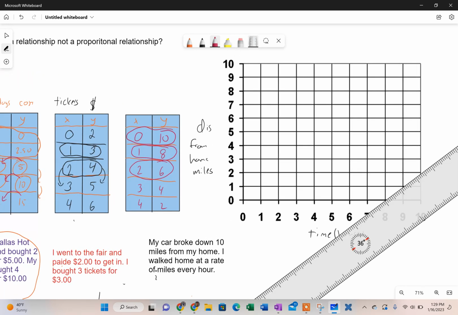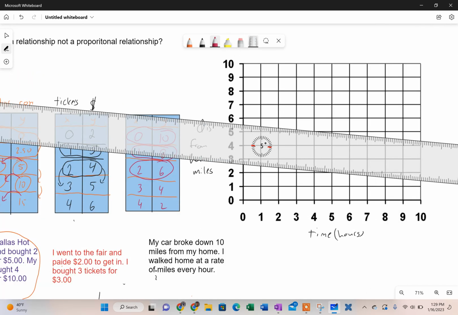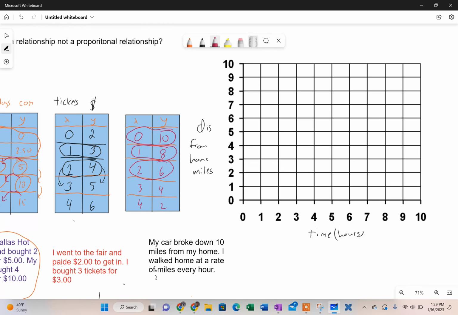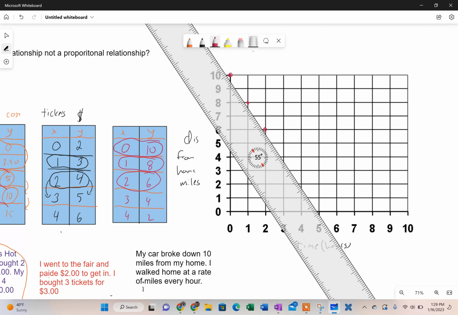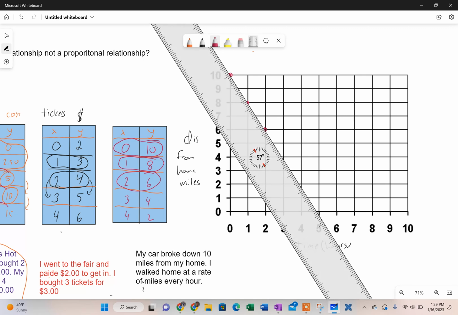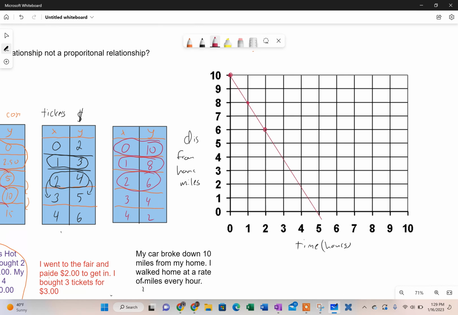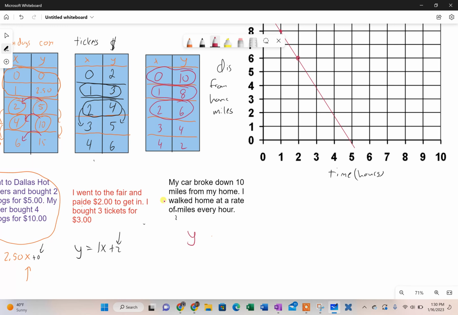And furthermore, my graph looks like this. 0, 10, 1, 8, 2, 6. So although only one thing is happening, it actually is still not proportional because it's going down. All right, so here my equation would be y equals negative 10x. I'm sorry, y equals negative 2x plus 10.